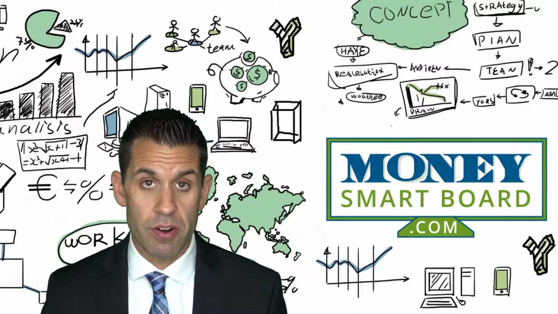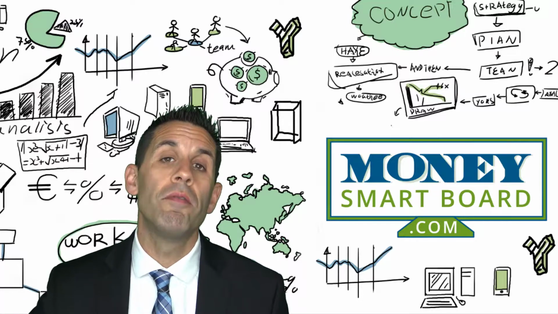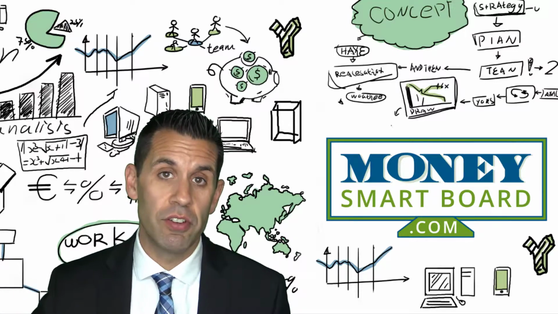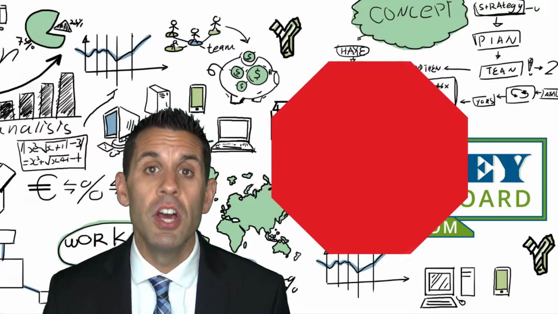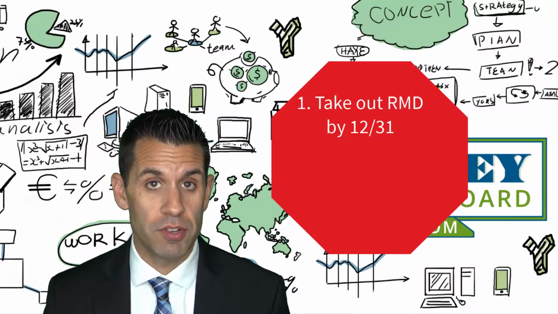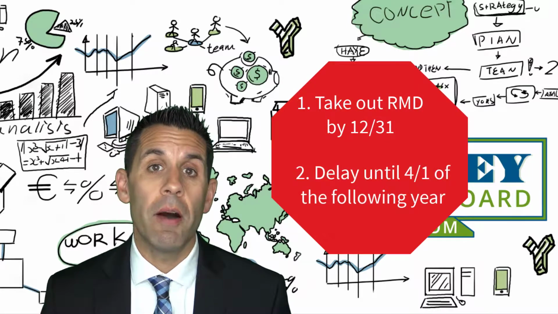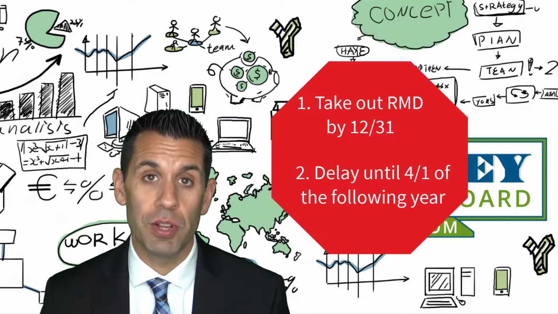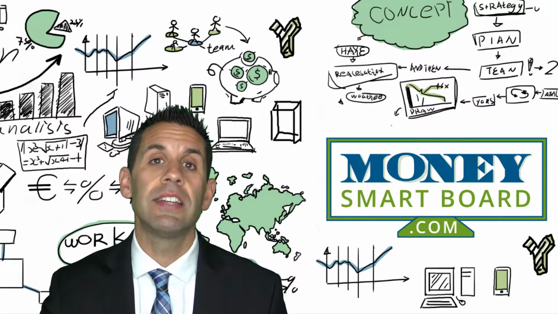In most years, you have to take out your required minimum distribution by 12/31 of each calendar year. Now, in the year that you turn 70 and a half, you have a choice to make. You can either take out your required minimum distribution by 12/31, or you can delay it up until April 1st of the following year. Now, why would you delay it? Why would you decide to push it into the next tax year?